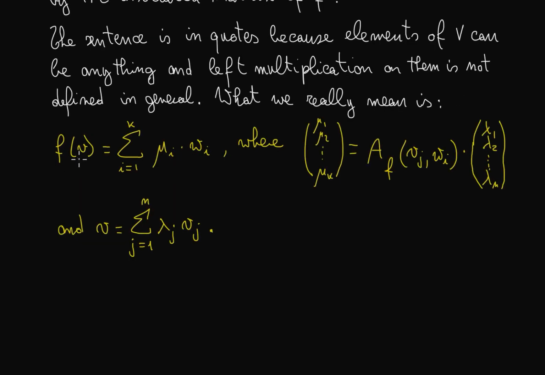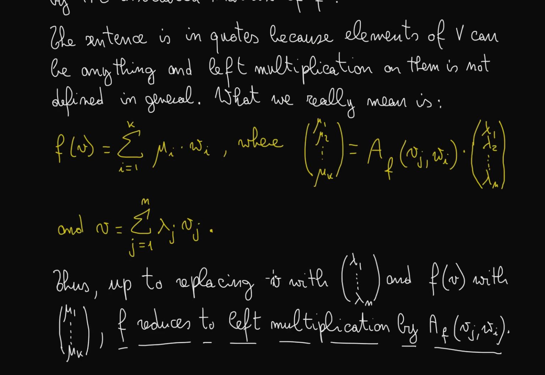F of v, the image of a generic vector v in the domain by the map F, is the linear combination of the basis that we have chosen of the codomain, which we call w_i, multiplied by coefficients mu_i. The mu_i are numbers, so we can plug them in a column vector, and this makes perfect sense. This column vector is obtained by left multiplication of the associated matrix of F by another column vector, which represents the coefficients of the linear combination that describes v in function of the basis of the domain. This is the precise statement, and here is the left multiplication I'm referring to.